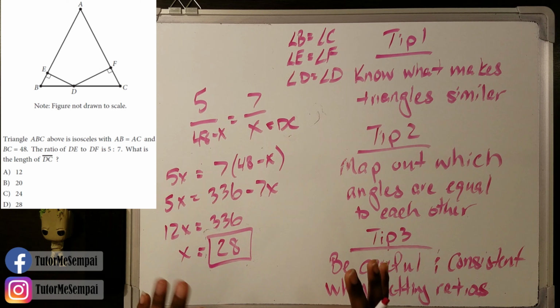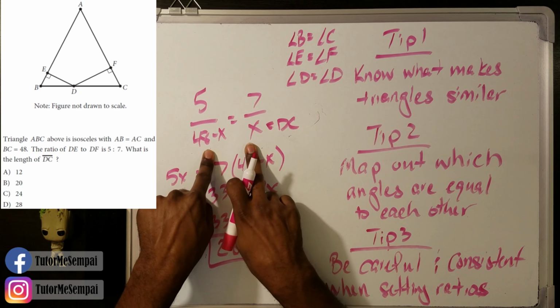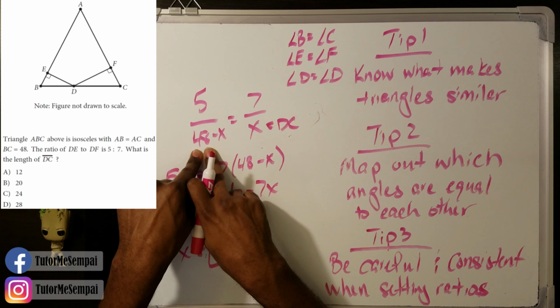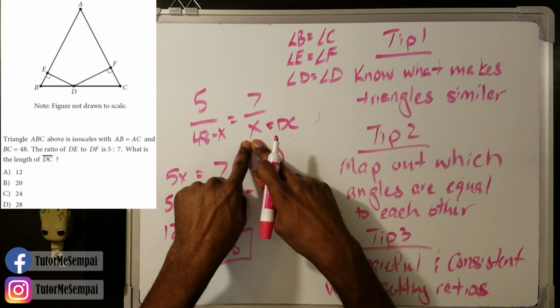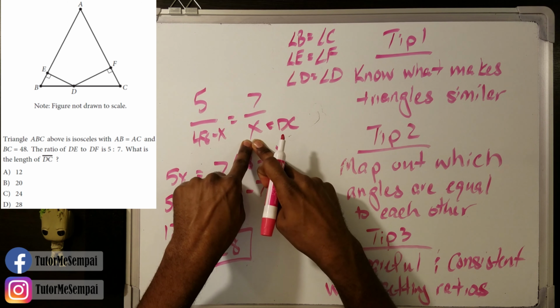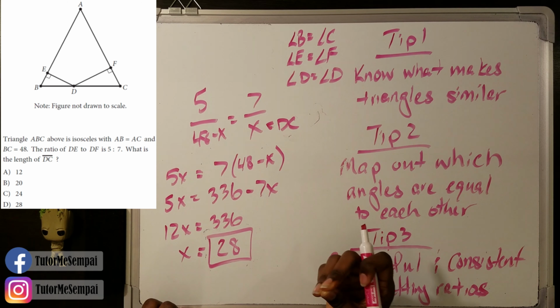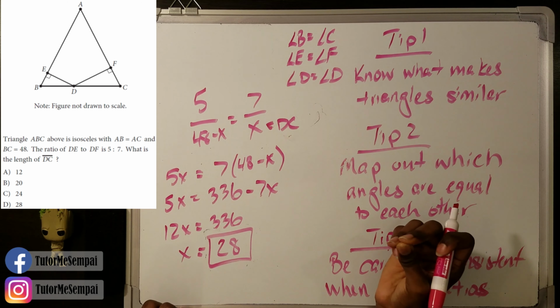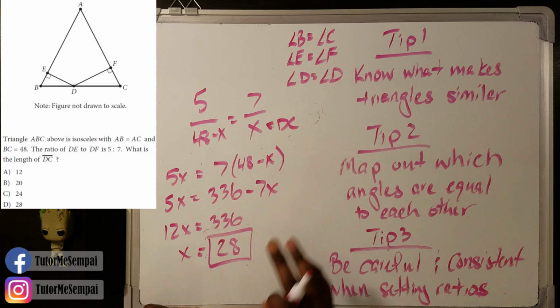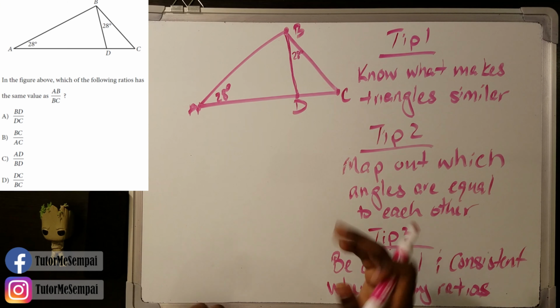However, if you set up your question differently, you could have always swapped these and then had x as DB and 48 minus x as DC. If you did something like that, remember you have one more step. x would not be your answer, you have to plug it back in. However, we set up ours so that x was the length that we were looking for, so we can stop here.